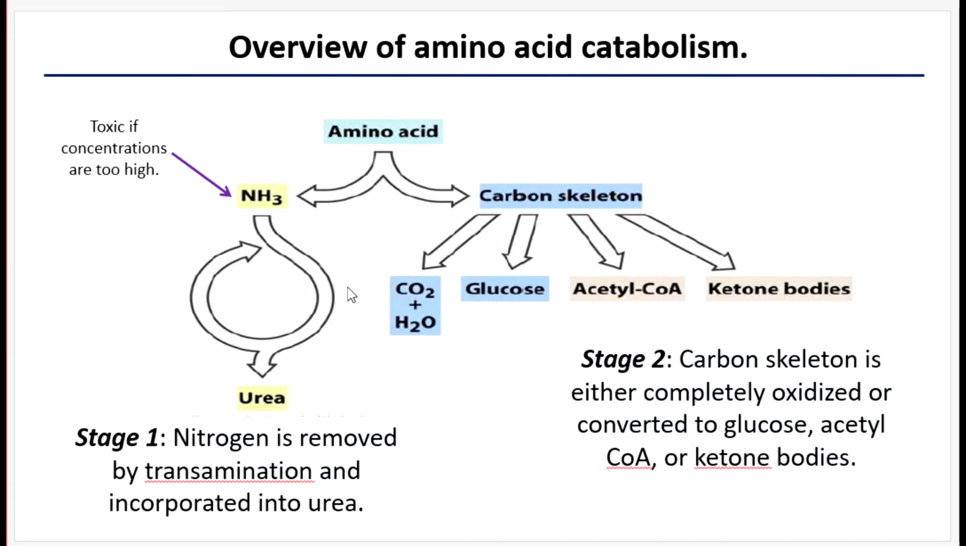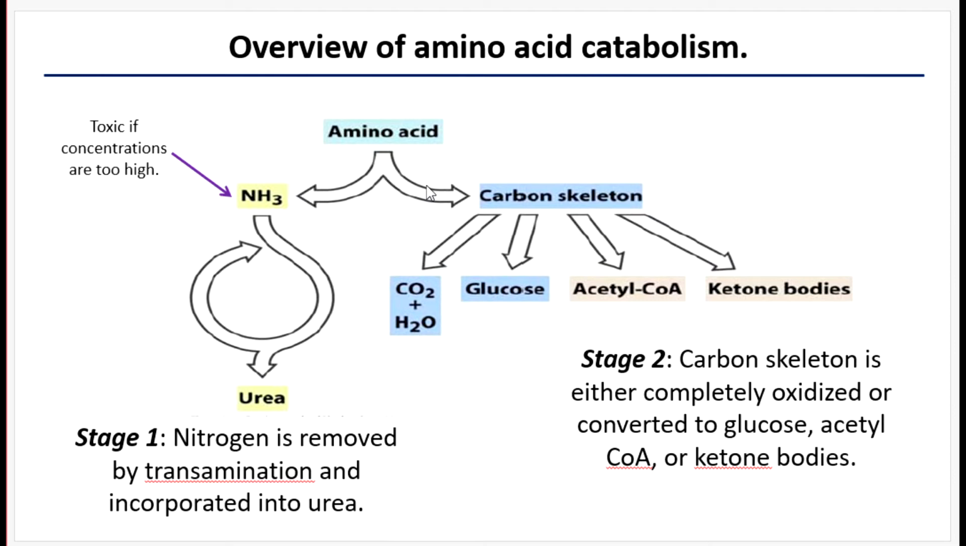That carbon skeleton can be completely oxidized through central metabolic pathways into carbon dioxide and water. This would be your best situation, where it can enter right into central metabolism, say it's turned into pyruvate. It can be converted into glucose and then funneled through central metabolic pathways. It can be converted into acetyl-CoA, which means it can only enter at the citric acid cycle level, so you skip over glycolysis and do only the citric acid cycle.